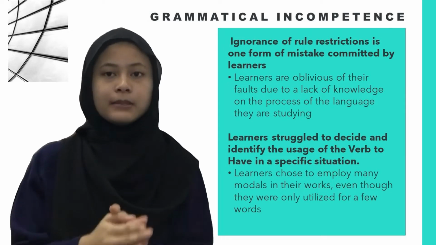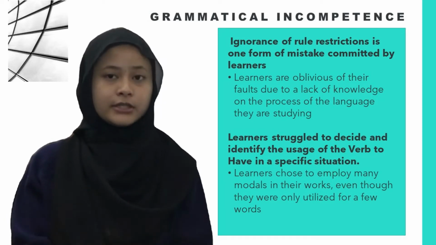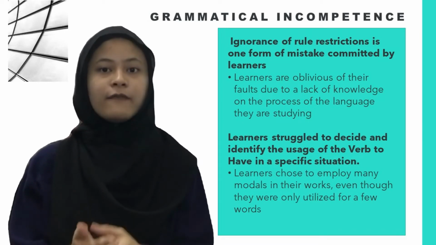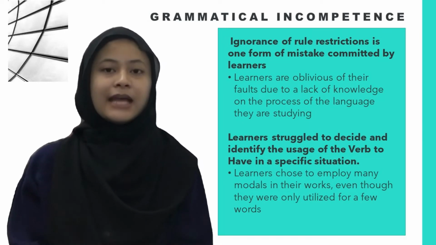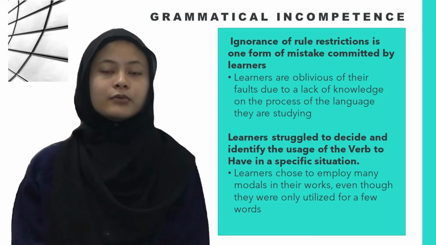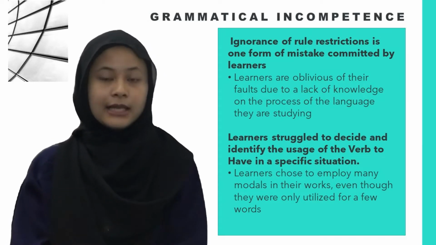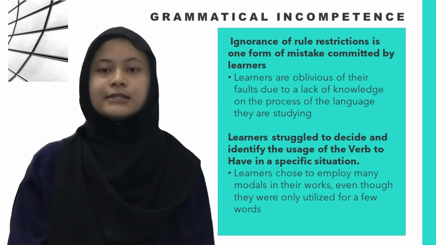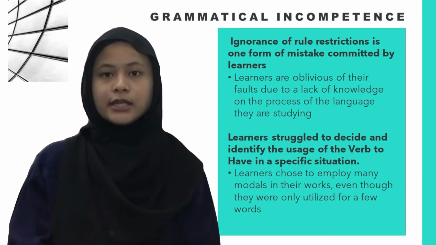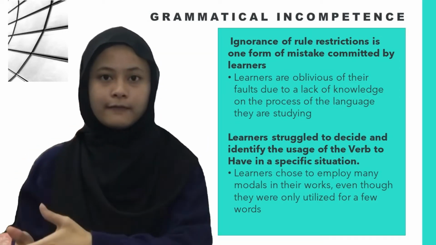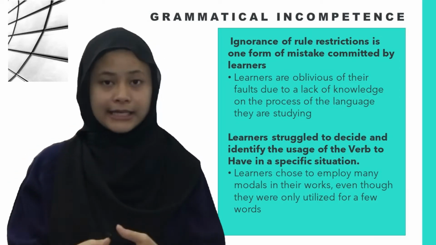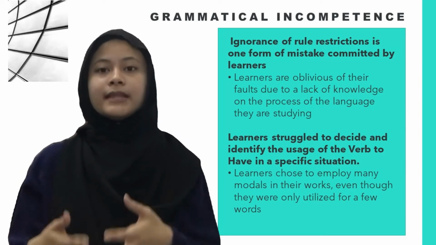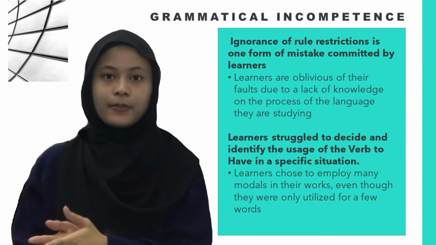studying. Grammar rules sometimes include exceptions which may confuse learners and lead to mistakes such as omission or overgeneralization. As a result of the vast differences between the rules of Malay and English, learners may get confused and reckless. Learners struggle to decide and identify the usage of the verb to have in a specific situation. In other circumstances, learners even overcorrected themselves by repeating the verb to have.